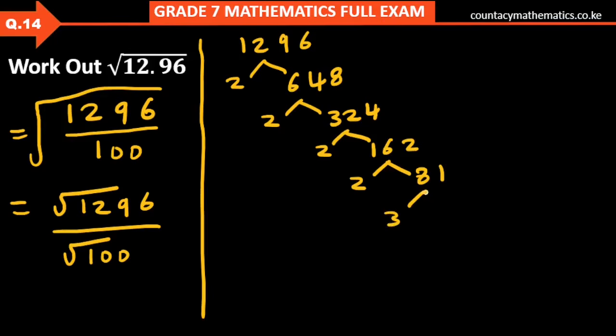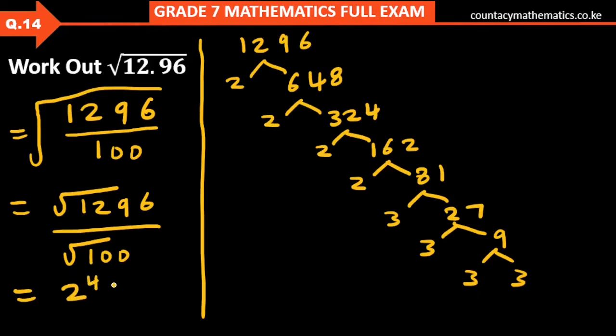And what we get here is 27. We divide by 3 again. We get a 9, and we divide by 3. We get a 3. So what we are getting here is, in place of 1296, what we get here is 2. And then we have, how many 2s are these? 1, 2, 3, 4. There are 4 of them, so we can write it like that.